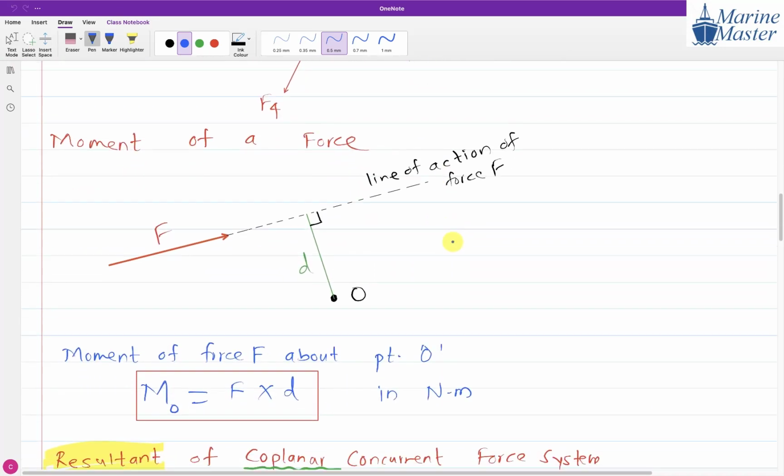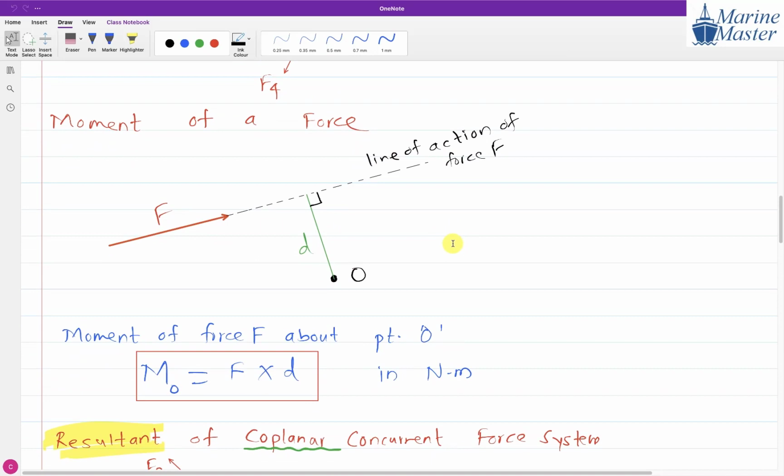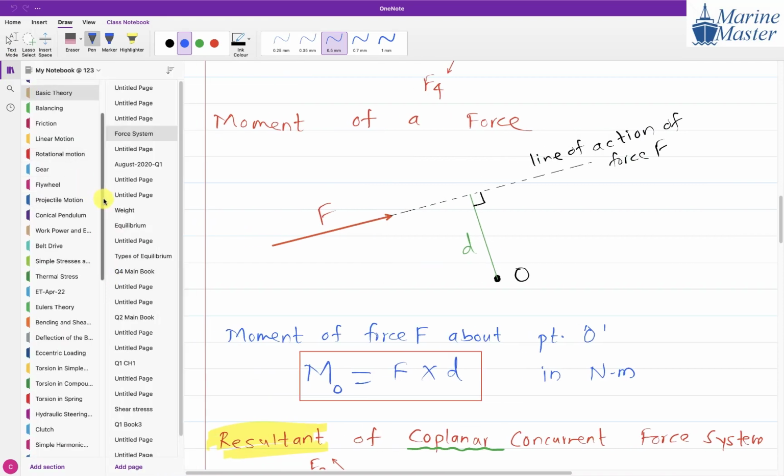See, moment of a force. Just observe here, take out that heading if you have written that one. Moment of a force. You have written? Yes, sir. Okay, good. So, see, this is a line of action of F. Extend this line. About point O, we are going to take a moment. So force into what? Perpendicular distance. F into D. So moment of force F about point O will be F into D.